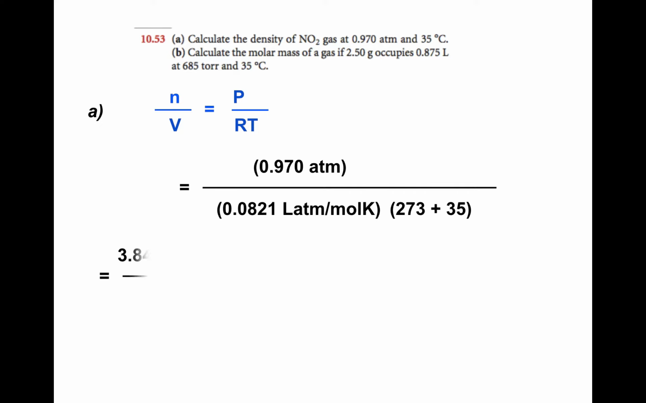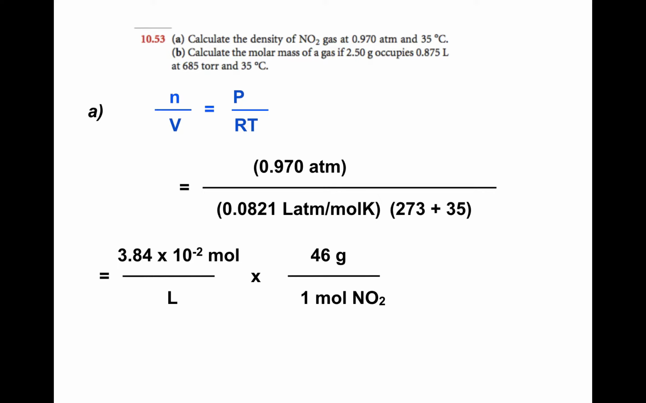solve for what the molarity of the gas is, I can use the molar mass of nitrogen dioxide to convert to grams per liter, which will give me the density, right? So multiply the molar mass by the moles per liter. Moles will cancel, and I'll get my density in grams per liter, which, by the way, is a perfectly good unit for the density of gases.